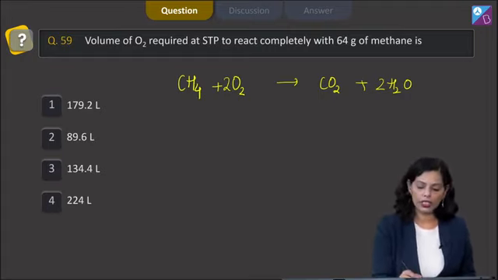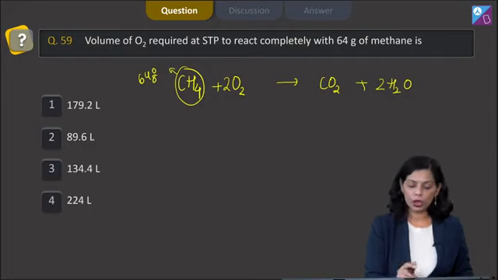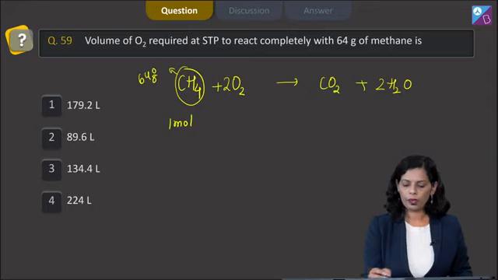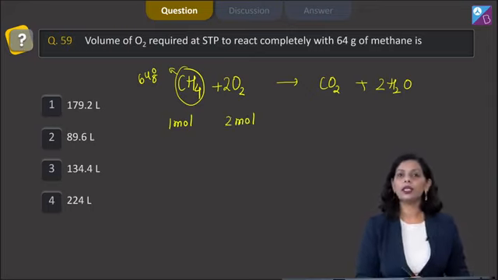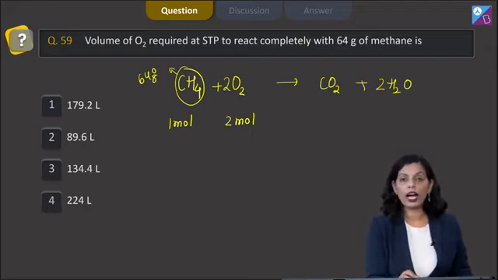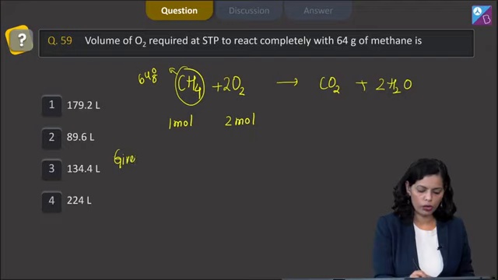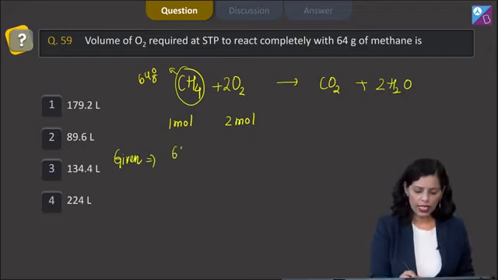It means the amount of methane is given. 64 gram. This amount is given. Okay. While just looking at the equation, you can simply say if 1 mole of this you had, then how much oxygen is needed? 2 mole of oxygen is needed as per stoichiometry. So 1 mole if you had, then 2 mole of oxygen is required. Now just check how many moles of methane are given. So I'm just talking about the given values.